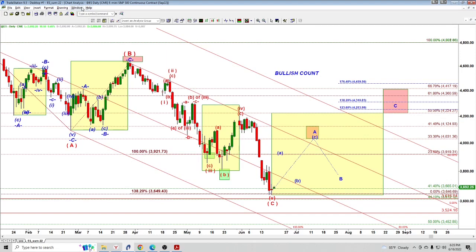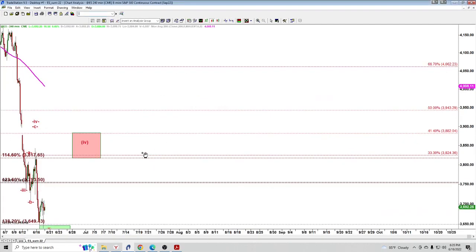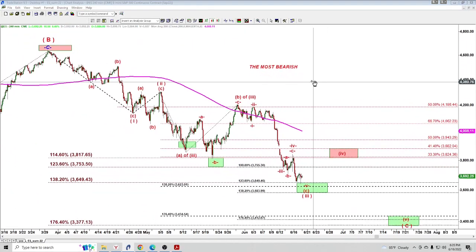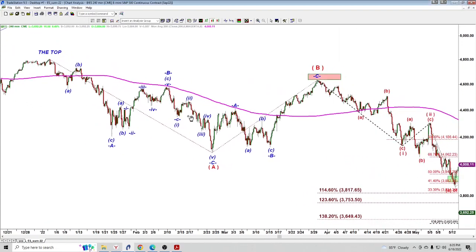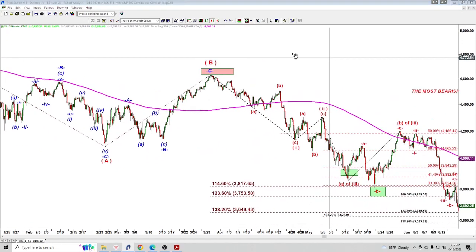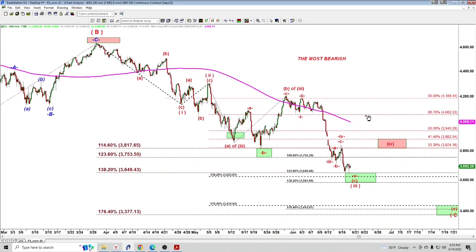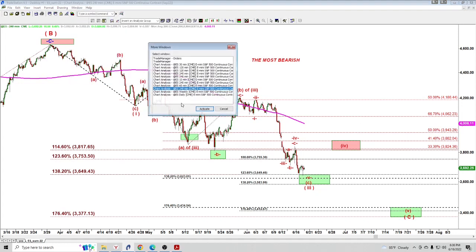So what is the bearish count? Let's look at the bearish count, and this is the bearish count. So the concept is the same. We are dealing with A down, B up, and C down structure, but the bearish count, I call it the most bearish count, says wave C down has not bottomed yet. And the problem with the bullish count, let's come back to that.